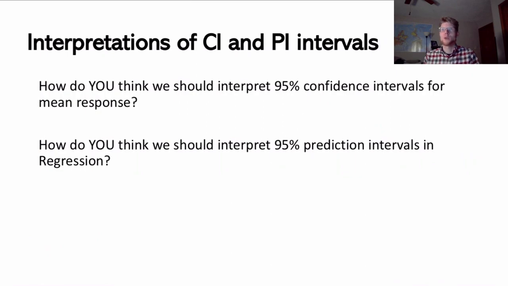Okay, so I already kind of said the first one, but I'd encourage you right now to pause for a second and think: how do we interpret a 95% confidence interval for mean response? How do you interpret a 95% prediction interval in regression? I have the answers here on the next slide, but I think it's good for you to think about this first.